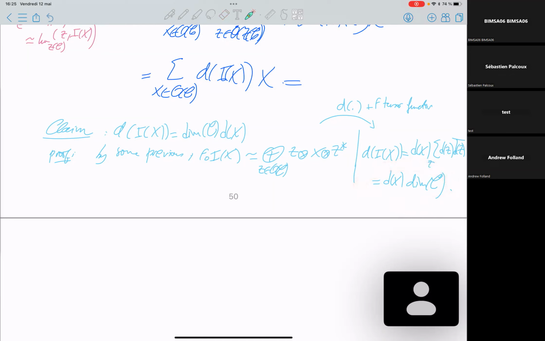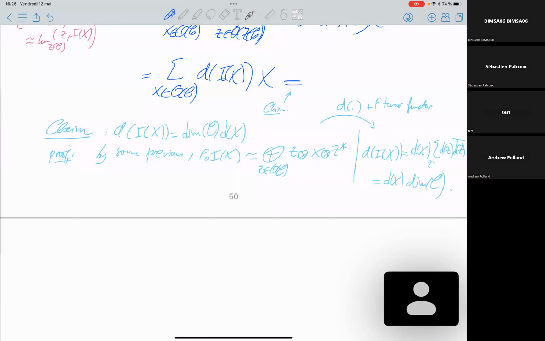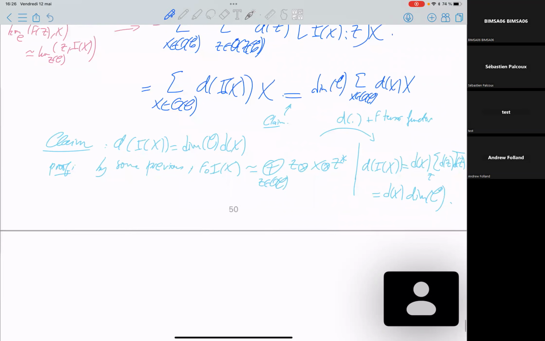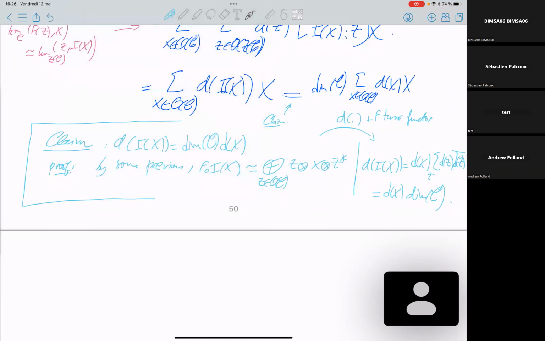So we will use this claim here to get that the dimension of I(X) is the dimension of C times the dimension of X. So you directly get that this is the dimension of C times the sum over X of the dimension of X. Okay. So let me write it like that.